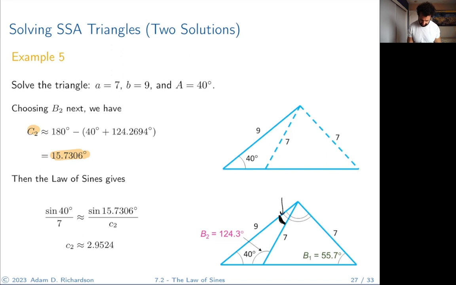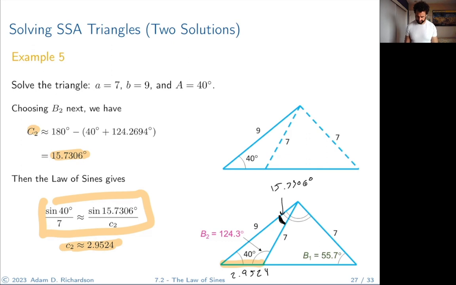There we go. This angle right here is about 15.7306 degrees. Now we can use the law of sines to find the missing side length, 2.9524. Actually, let me go back to this real quick. Yeah, there we go. So this length right here is about 2.9524. And now we've completely solved the second possible triangle, which is this one.